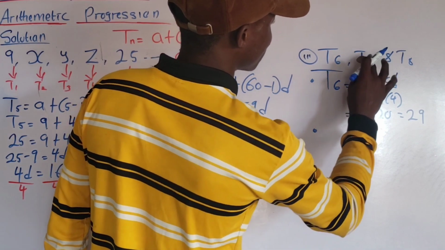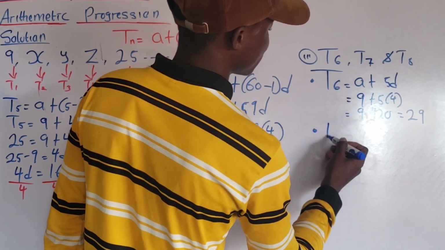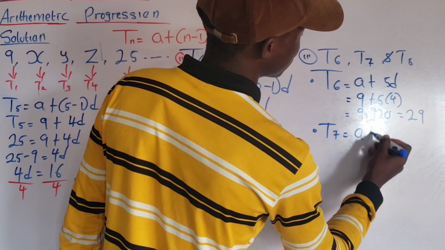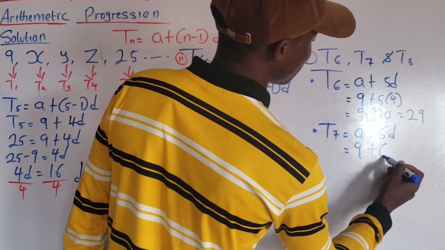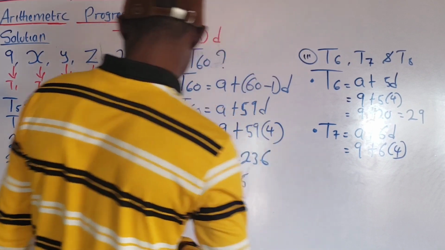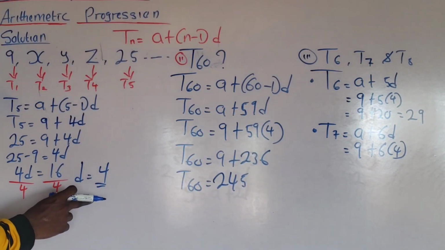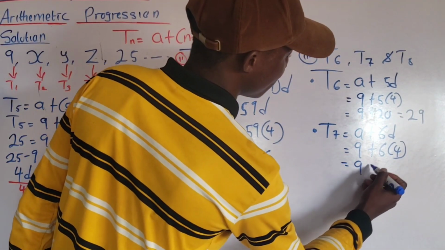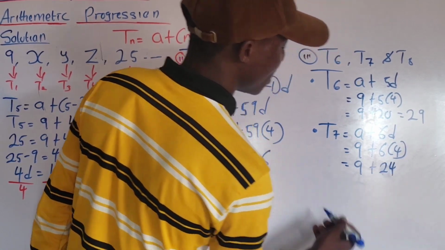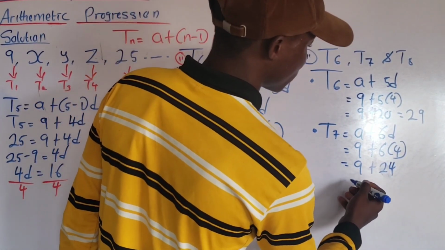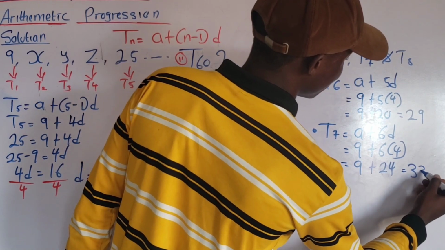Okay, let's determine the 7th term. The 7th term will be equals to A plus 6D. You understand? Okay, so A is 9, 6 multiplied by 4, because D is equals to 4. You understand? D is 4. So I'm going to have 9 plus 6 times 4 is 24. Okay? And 9 plus 24 is 33. So I'm going to have this is 33. Okay?